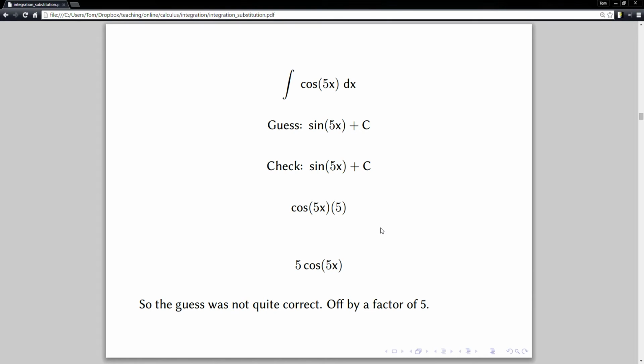So there's no real shame in guessing incorrectly, right? But you need to check, right? And then you need to alter your guess, right? That's where the real work comes in.